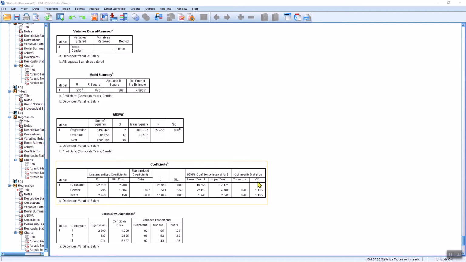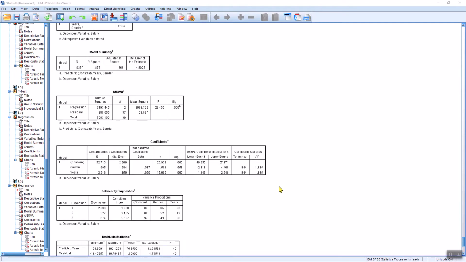And then the VIF, that stands for variance inflation factor. And here, you don't want it to be greater than 10. This number is derived by 1 divided by the tolerance. So these two are directly related, but they're on different scales. And you don't want this number to be greater than 10. So we have not violated the assumption of non-correlated predictors, even though the predictors are moderately correlated with each other.